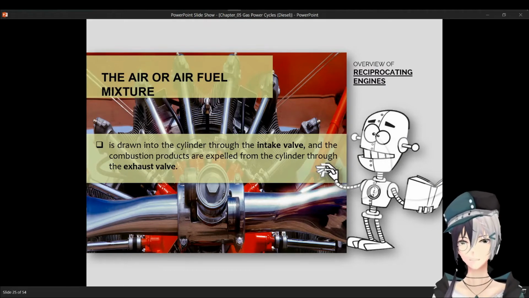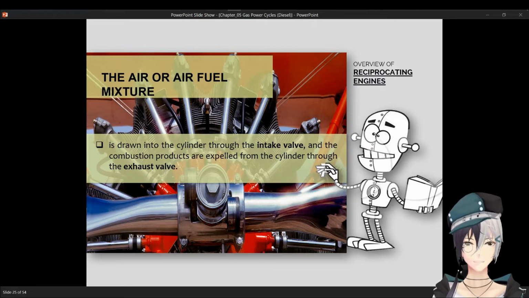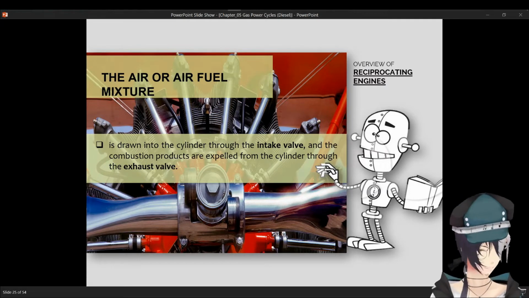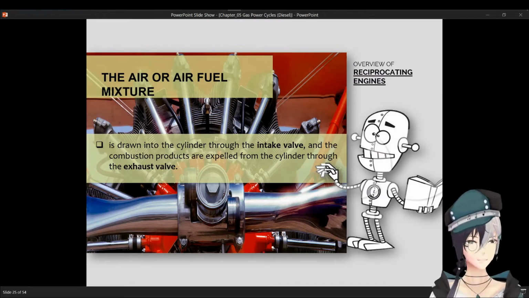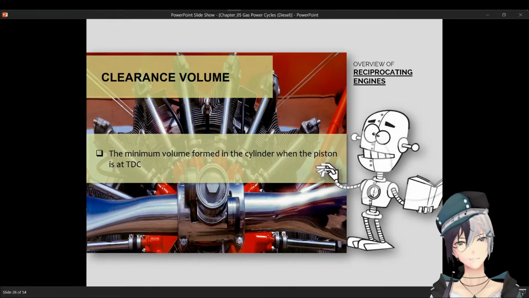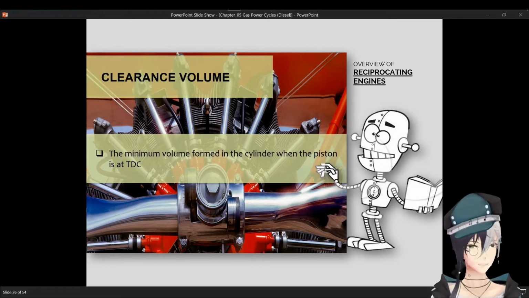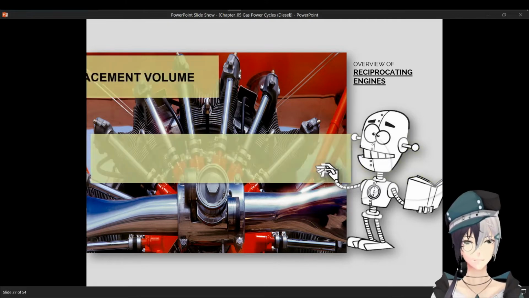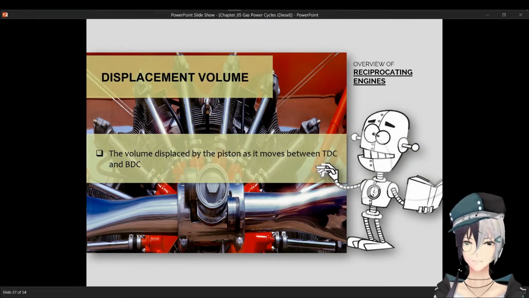The air or air-fuel mixture is drawn through the intake valve, and then your combustion products will be expelled through the exhaust valve. Clearance volume is the minimum volume formed in the cylinder when the piston is at the top dead center. I forgot to mention that one. I'll show you in the next illustration.